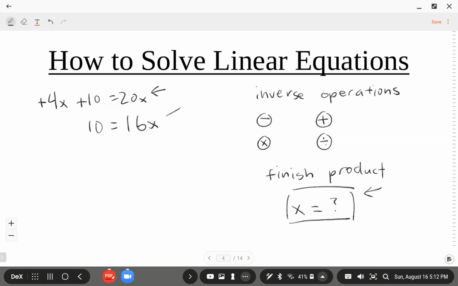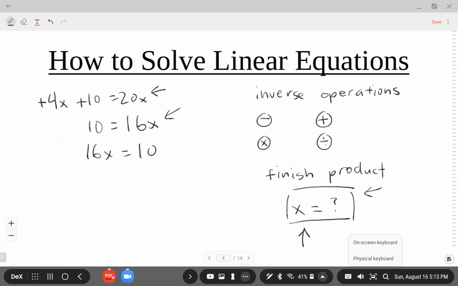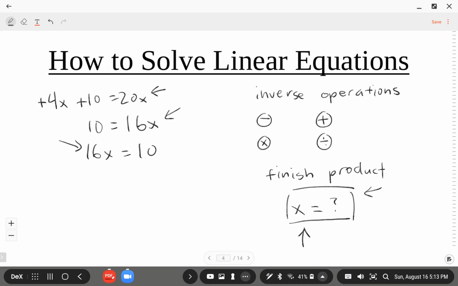So that is where we get our next stage right here, okay? We get this next stage. So usually, the x is on the left-hand side. So let's move that real quick. Easy fix. And then to solve for x, we just need 1x, right? We don't need 16x. And what is the inverse operation of multiplication, right? X is being multiplied by 16. Okay, and do the inverse operation of that, you just divide by 16.